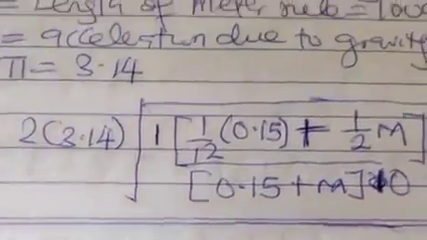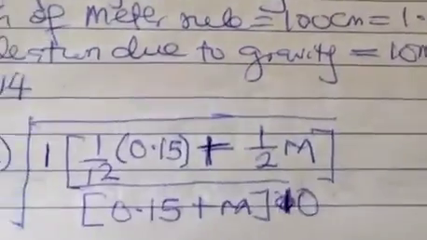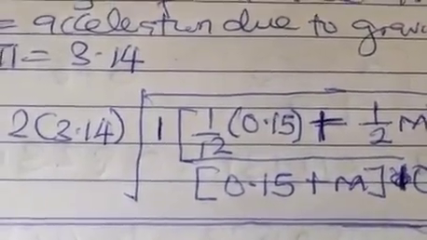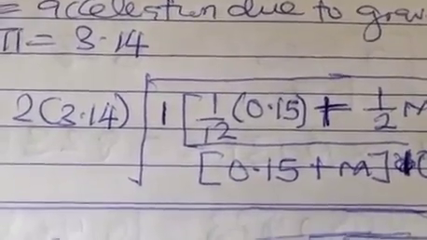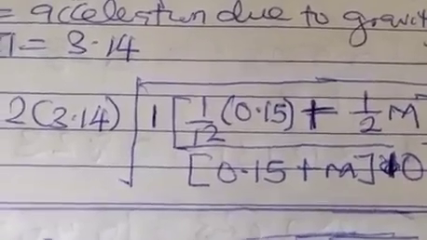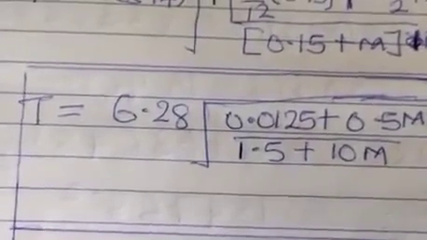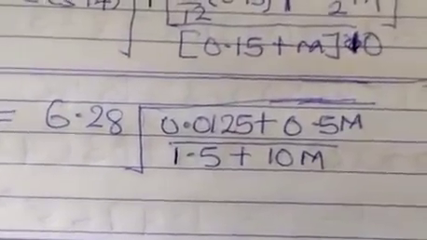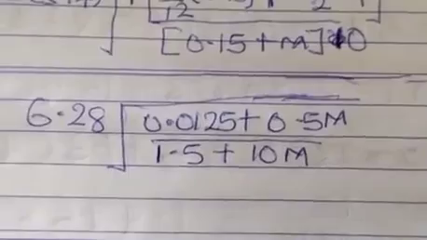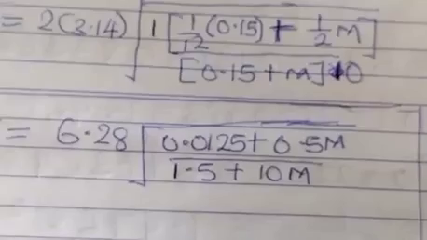So if by chance you want to use a mass of 120 grams or a different mass, all you have to do is replace 0.15 with the mass you want to use. Make sure that the mass is in kilograms: divide that mass by 1,000. So if it's 120, use 0.12. If it's 130, use 0.13, and then modify your own formula. So our period is equal to 6.28 square root of 0.0125 plus 0.5m all over 1.5 plus 10m. So master this formula and then use it all through.